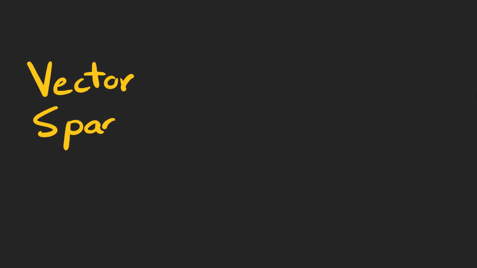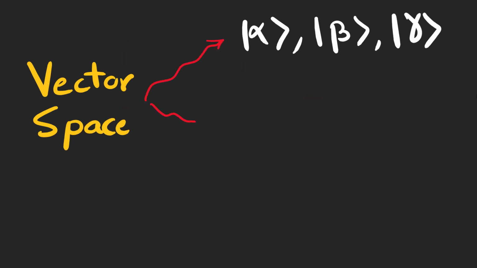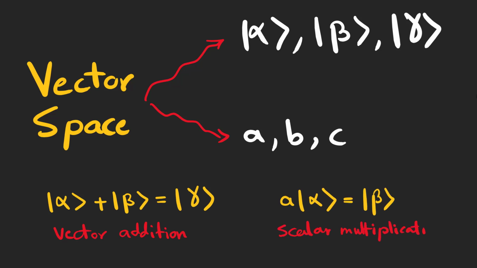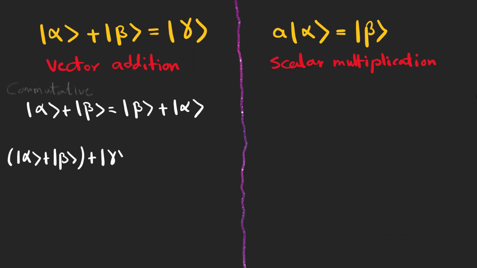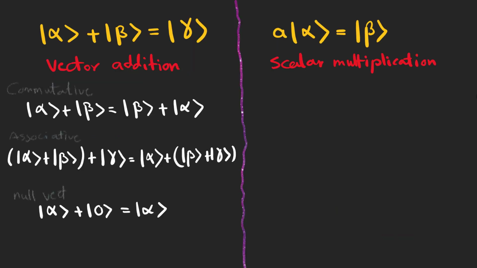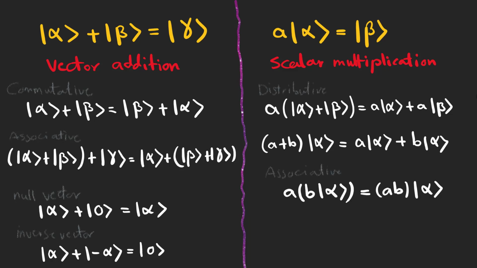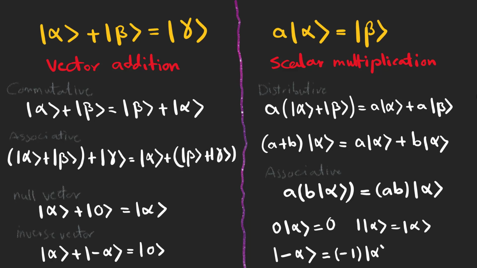A vector space consists of a set of vectors and scalars, which is closed under vector addition and scalar multiplication, meaning that the result of them is another vector. Vector addition is commutative and associative. There exists a null vector, and for every vector we have an inverse vector. The scalar multiplication is distributive and associative. And for 0, 1, and -1 we have these vectors.